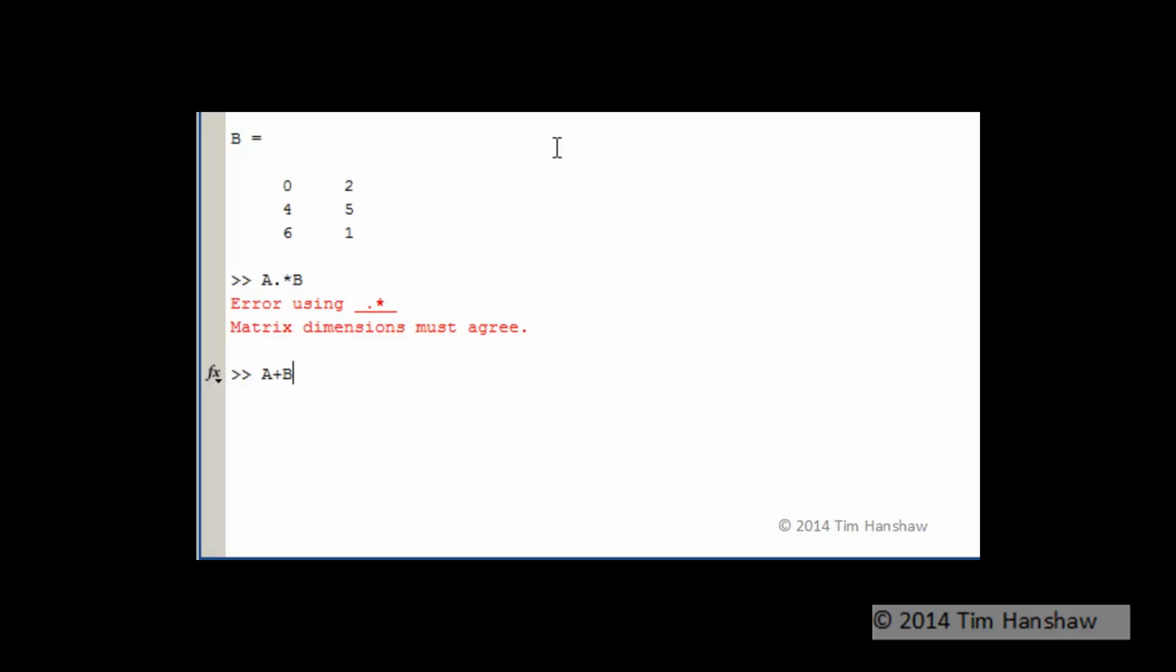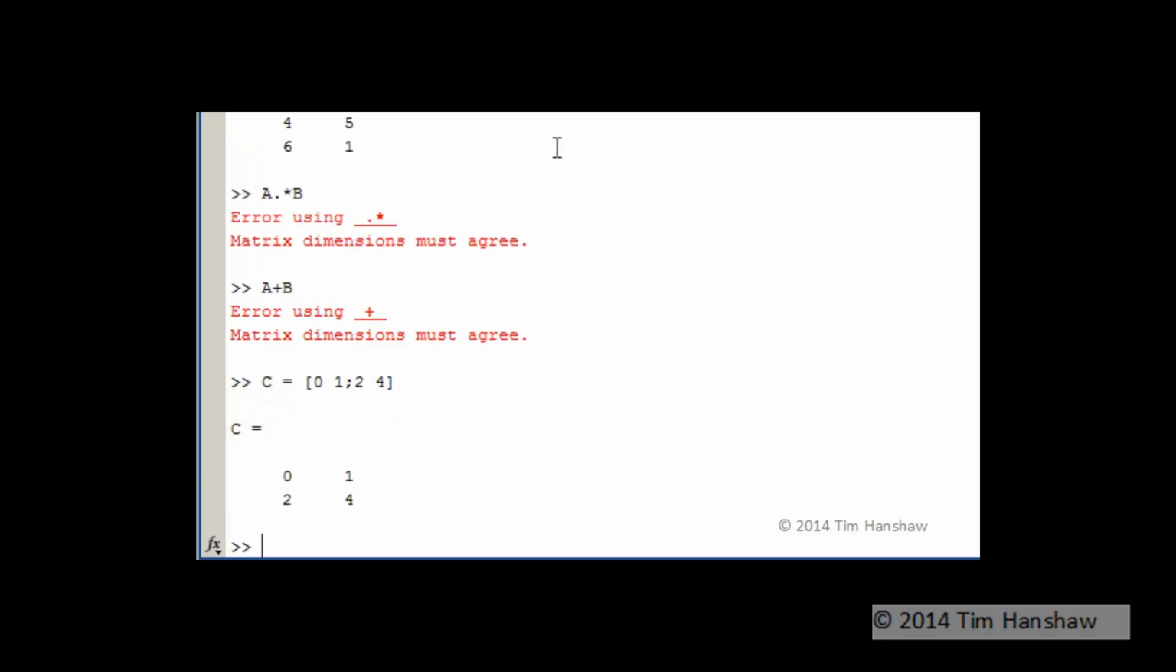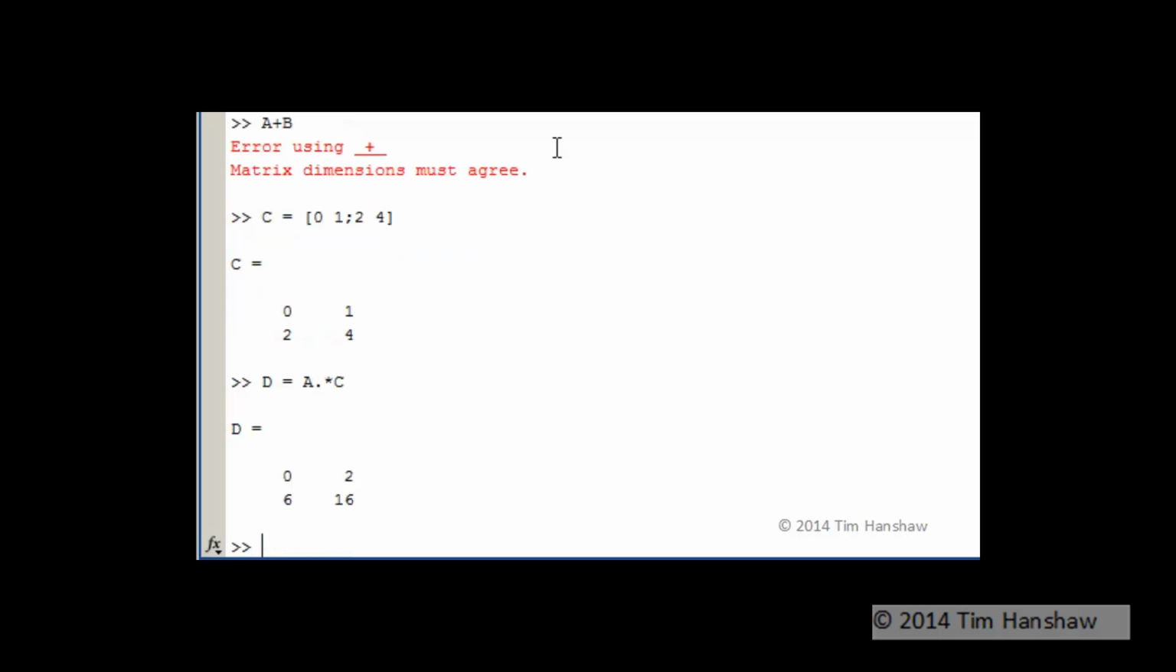Likewise, if I try to add these arrays. Let me create another array C. So C is equal to [0 1; 2 4]. Now A and C have the same number of rows and columns, so if I say D is equal to A .* C, my result looks like this. Each element in D is the product of the corresponding elements in A and C.